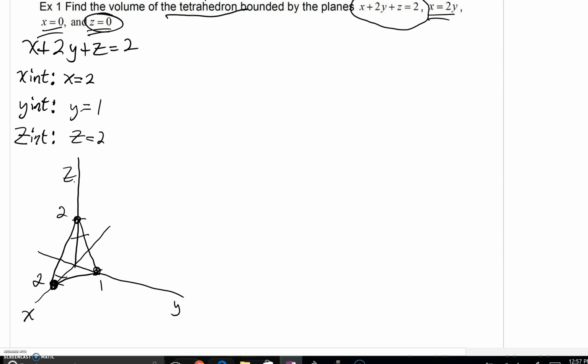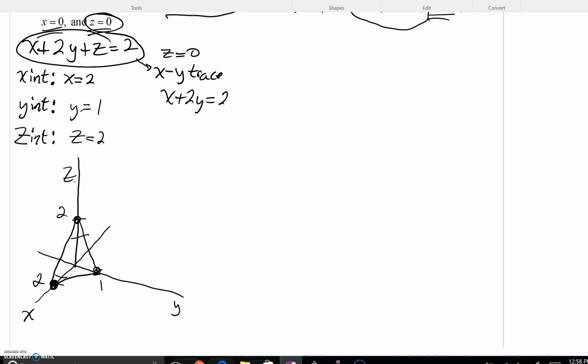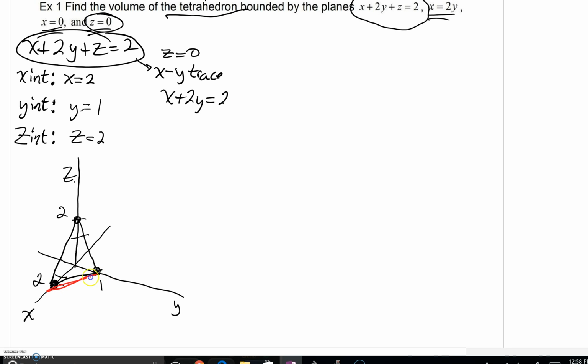First of all, z equals 0 is in fact the xy plane that we're used to looking at. But speaking of that, let's go back to this plane very quickly and take a look at the xy trace. By the way, sometimes kids will say, why are you even doing that? That's where z equals 0. It's x plus 2y equals 2. By the way, that xy trace is going to be this right here, isn't it? Right? It's that little piece right there.